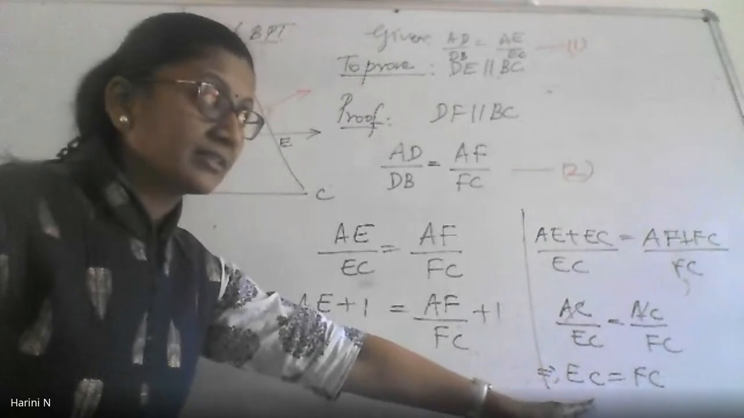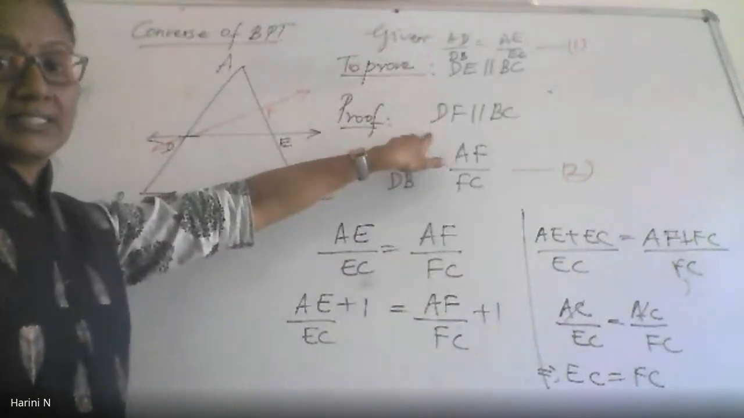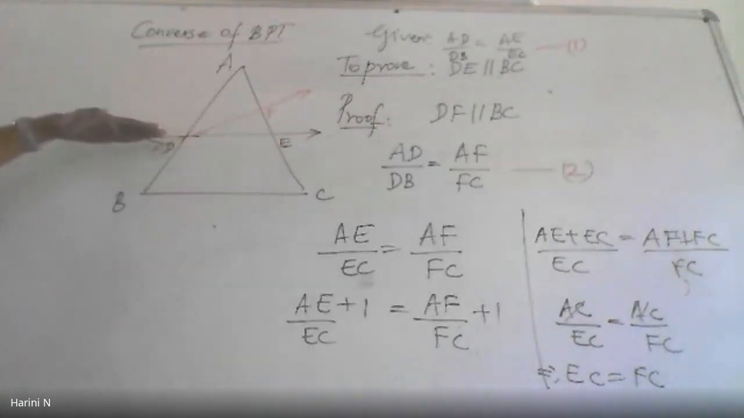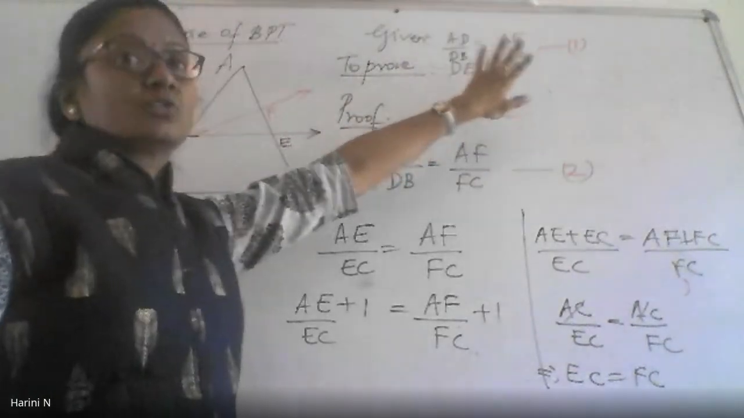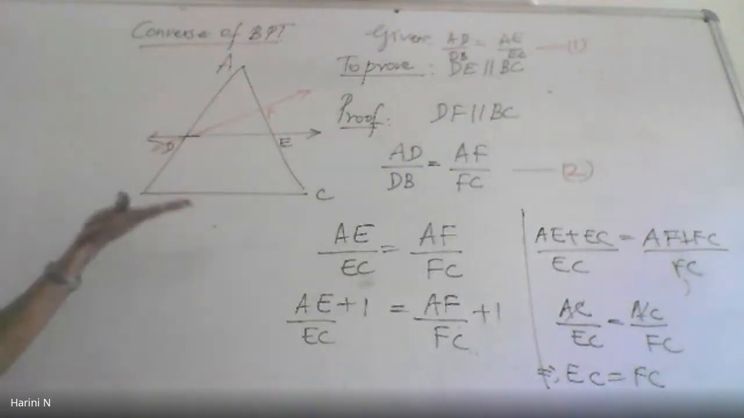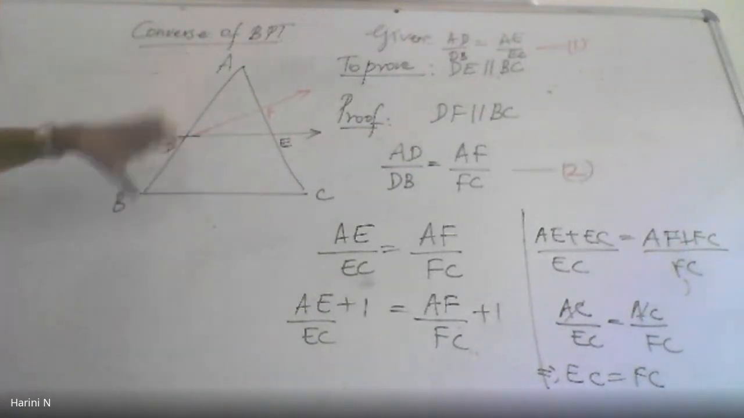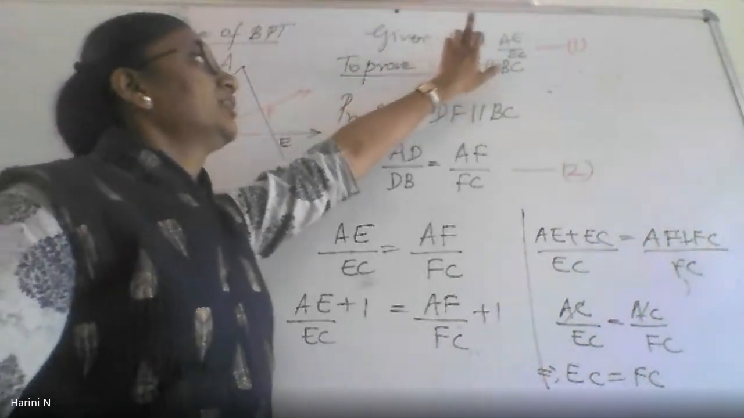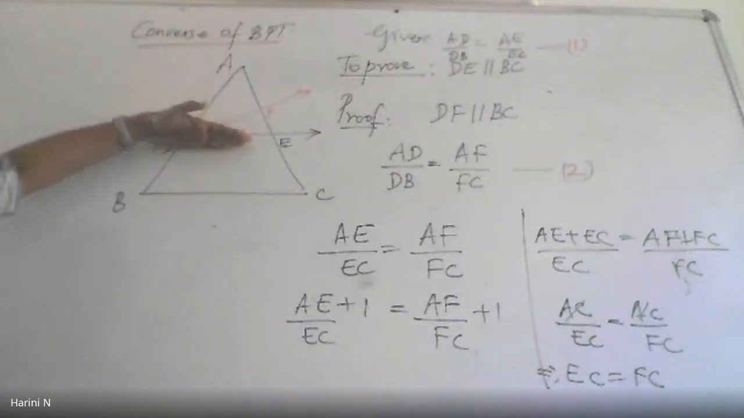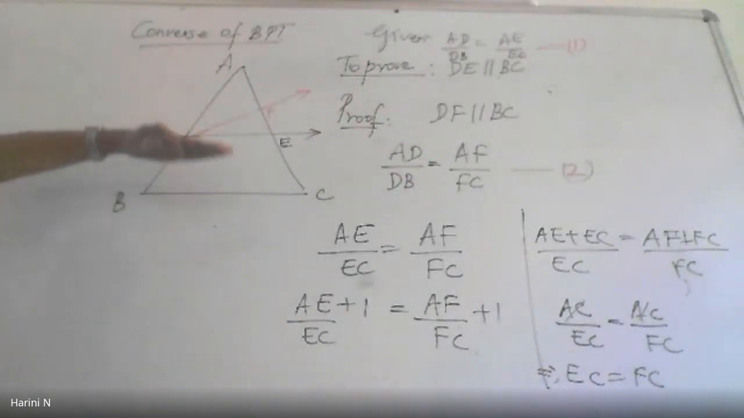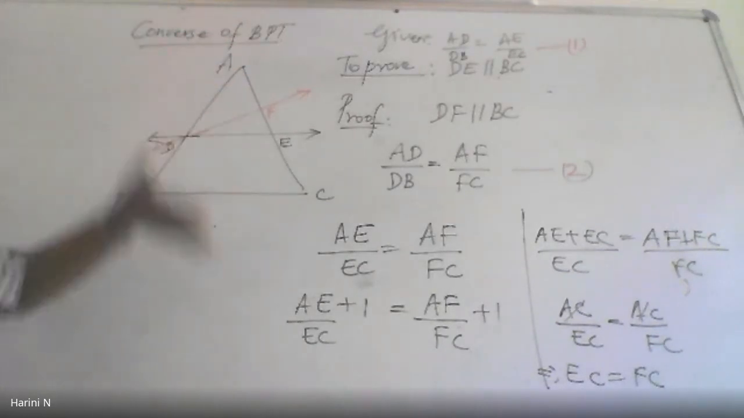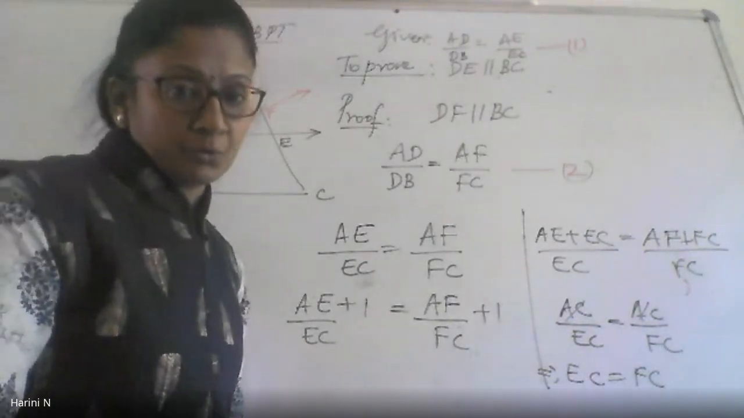Why did you get a wrong result? Because you started with a wrong assumption. So if this assumption is wrong, then what was given originally, DE parallel to BC, holds. So there cannot be another line other than DE which can be parallel to BC. If this condition is given, AD by DB is equal to AE by EC, then definitely DE only will be parallel to BC. There cannot be another line called DF which can become parallel to BC. So this is how the argument goes in the proof.